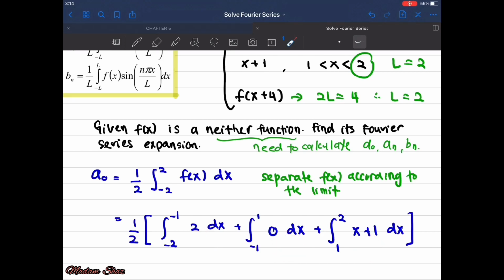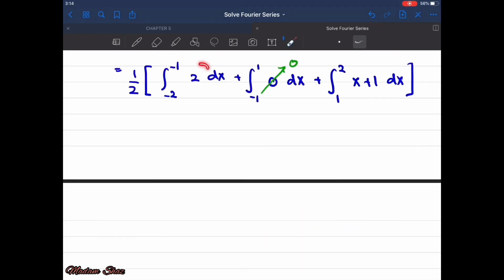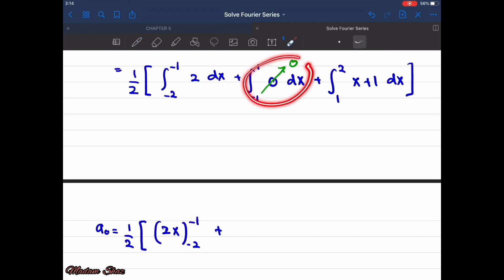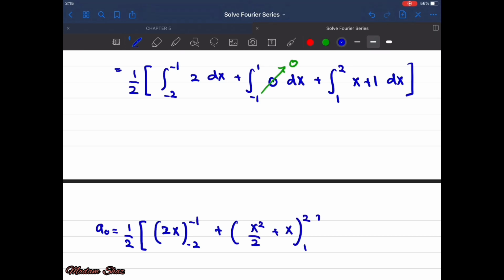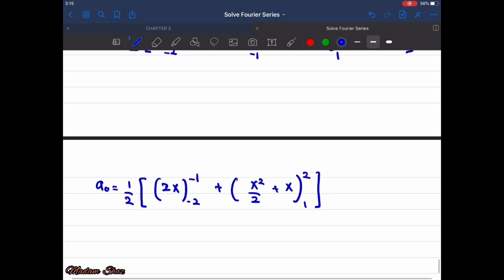So close the bracket. So now we have to integrate the first term, second term and third term. For the second term here, when we integrate 0, this one automatically will become 0. Integrate 2 will become 2x. So a0 is equal to 1 over 2 constant at the front, 2x, the limit from -2 until -1, plus, this one no need to integrate. Integrate x plus 1 will become x squared over 2 plus x, the limit from 1 until 2.